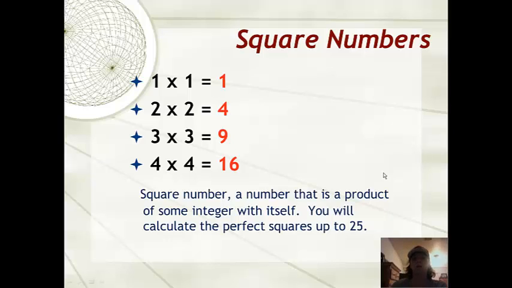Now, I want you in your journal right now to write down what it means by product. Even though it gives you pictures up here, what does it mean by the number that is a product of some integer with itself? Here's some integer, the product of itself equals a number. So the square root of 4 is 2, because 2 times 2 is 4. The square root of 9 is 3, because 3 times 3 is 9, and so on.